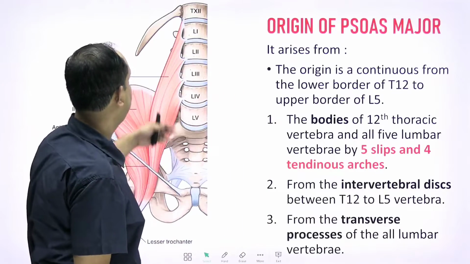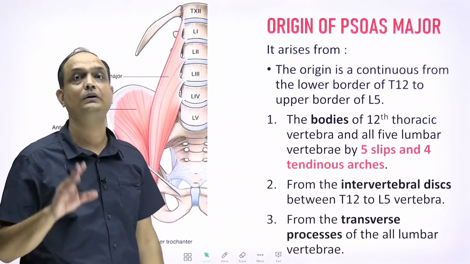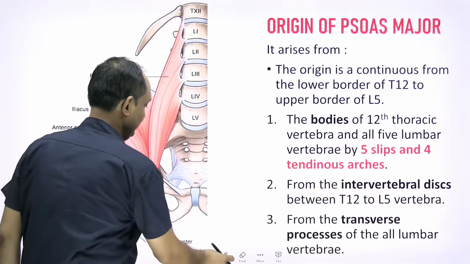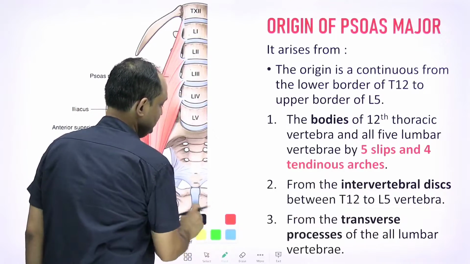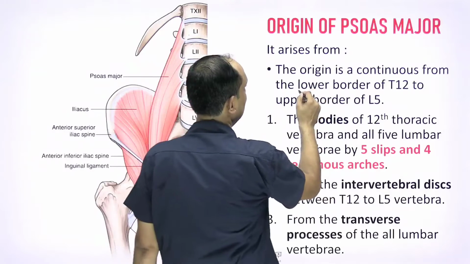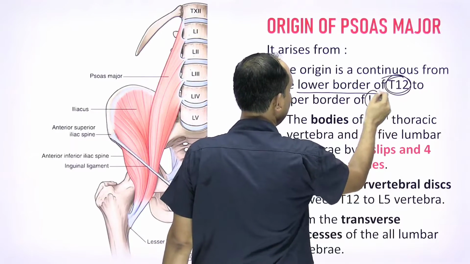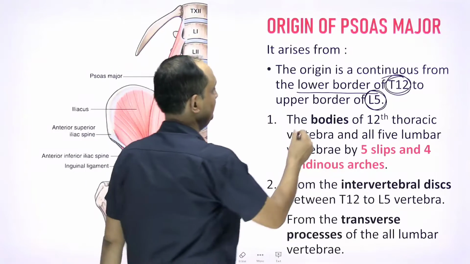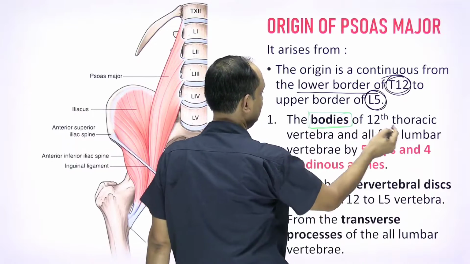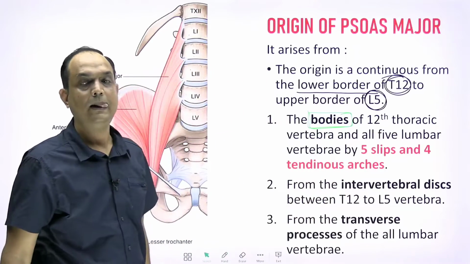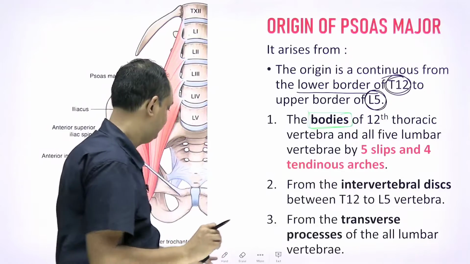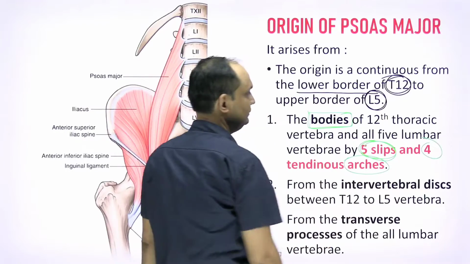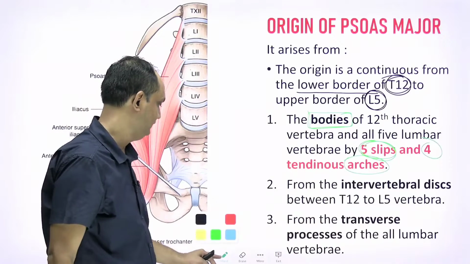Clear? So when you see the anterior aspect of the vertebral column, first you are able to find the bodies of your vertebrae. So the origin is mainly from the lower border of T12 to L5 vertebrae. Now which part of the vertebrae? Now this is the question. So first are the bodies. Now the bodies of the 12th thoracic vertebra and all the 5 lumbar vertebrae, and the origin from the bodies is in the form of 5 slips and 4 arches. So I will explain the meaning of this.